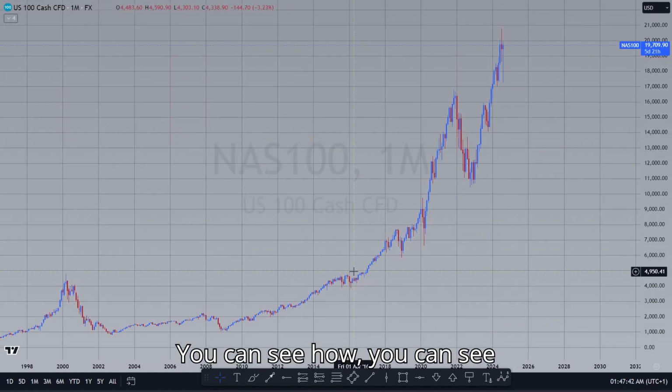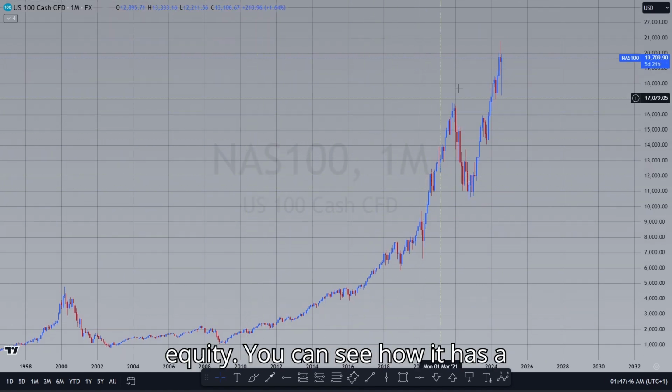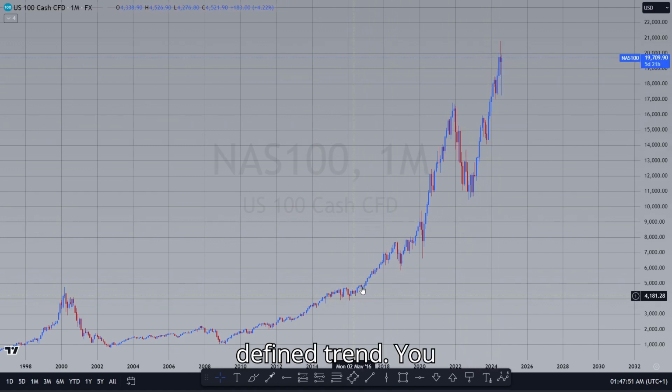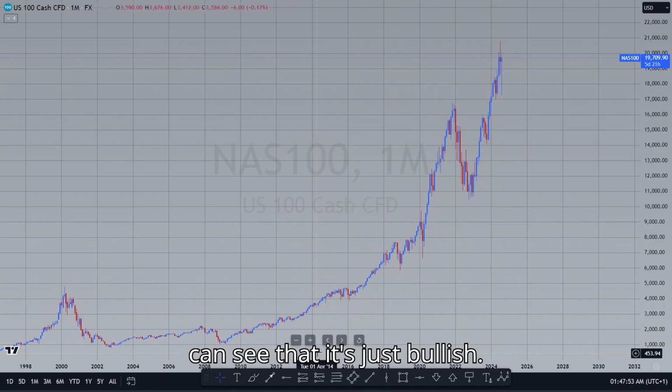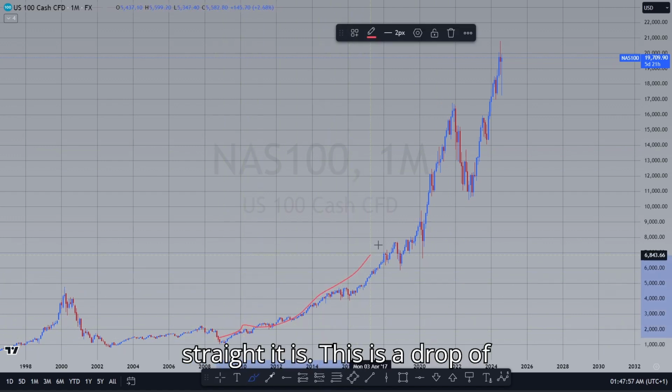You can see how plain and neat it is on equity. You can see how it has a defined trend. You can see that it's just bullish. Just look at how neat, how straight it is.